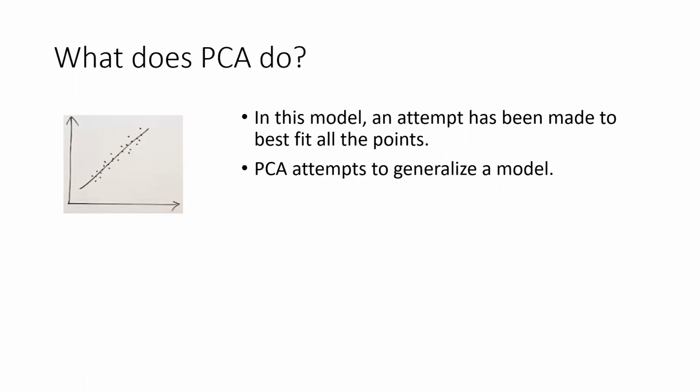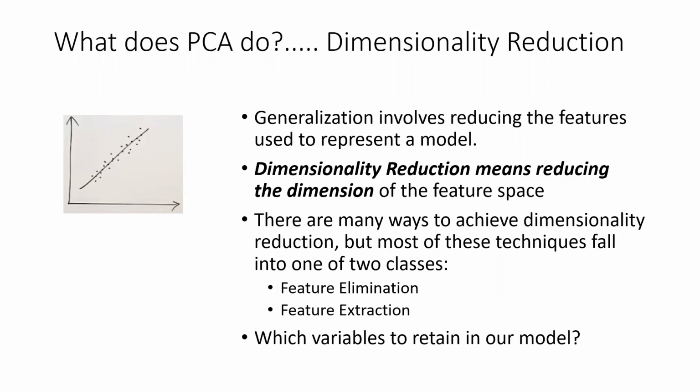This is what we have to tackle, to reduce the reach of the model to each and every point so that the model can be generalized. And this is the objective of PCA. PCA basically attempts to generalize a model. Now, how does PCA do that? PCA will basically deal with dimensionality reduction. It is going to reduce the dimensionality of our problem.